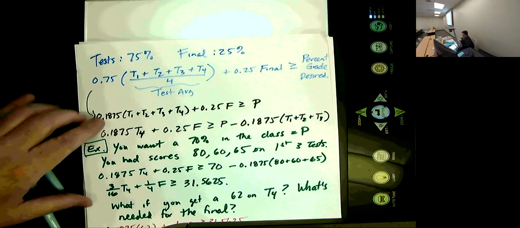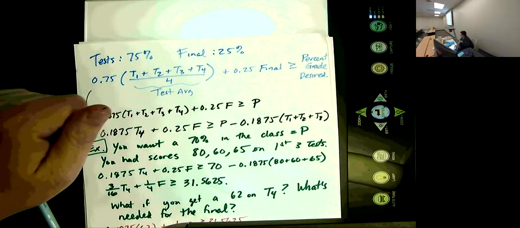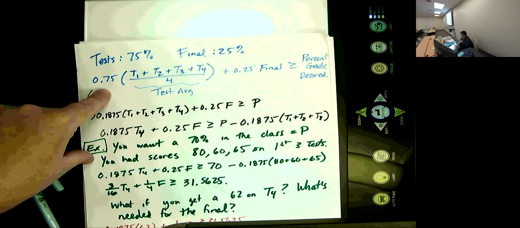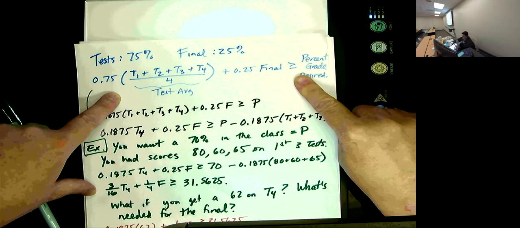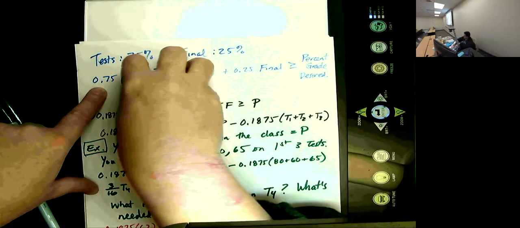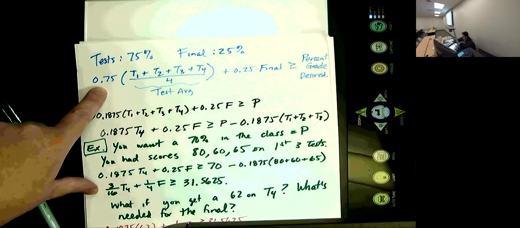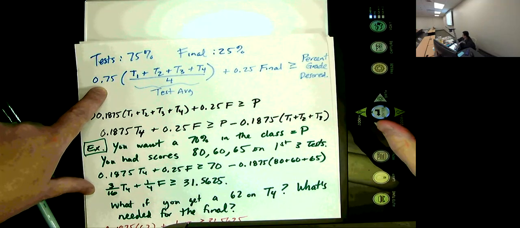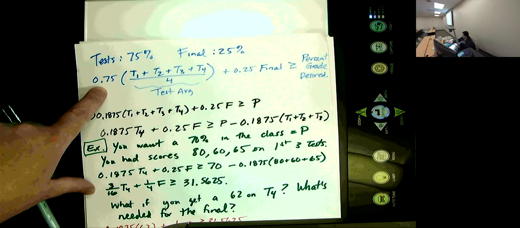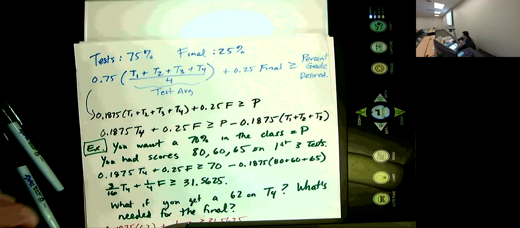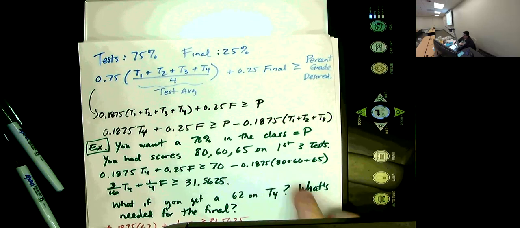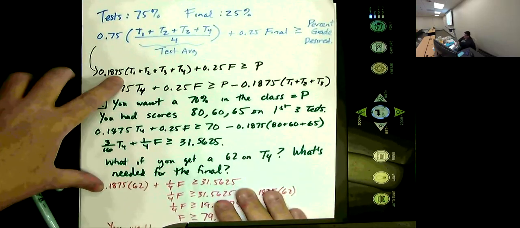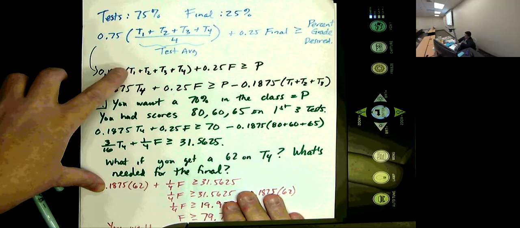But what you do is we have 4 tests, and 75% is test, 25% is final. So this is the equation of your overall grade. Take 75% of the average of your test scores plus 25% of your final. That will get you your percent grade. Now, if you're trying to be above a certain amount, like say you're just hoping for a C, 70%, you can plug in 70 like I did down here. You know your first 3 test scores already, so plug them in.